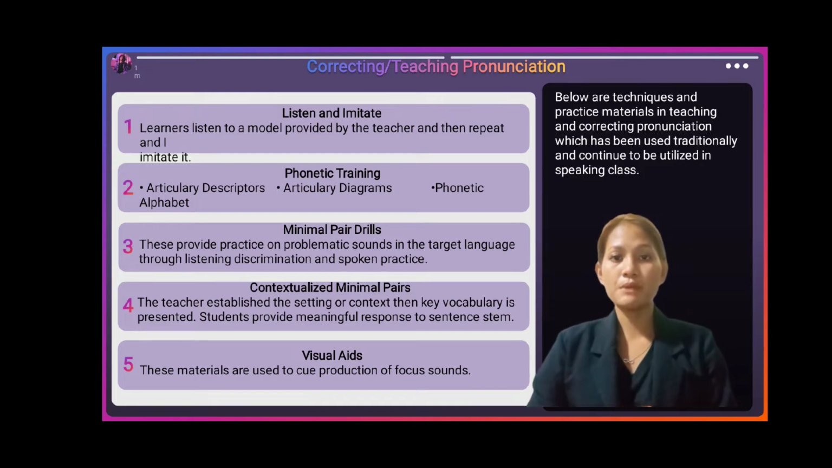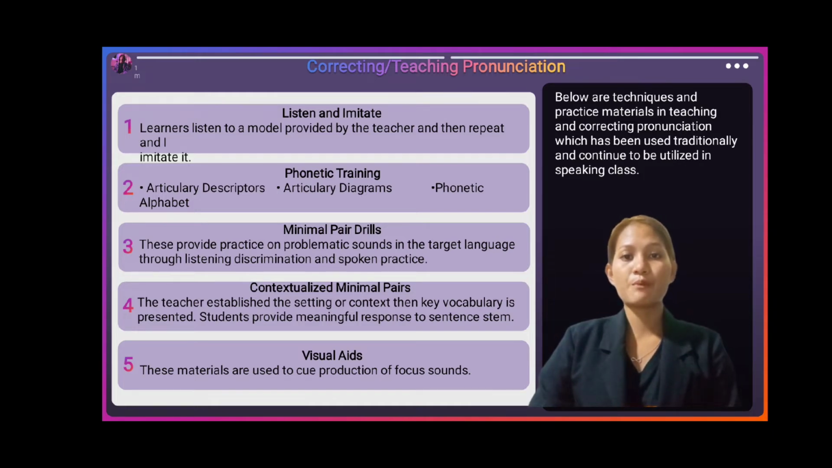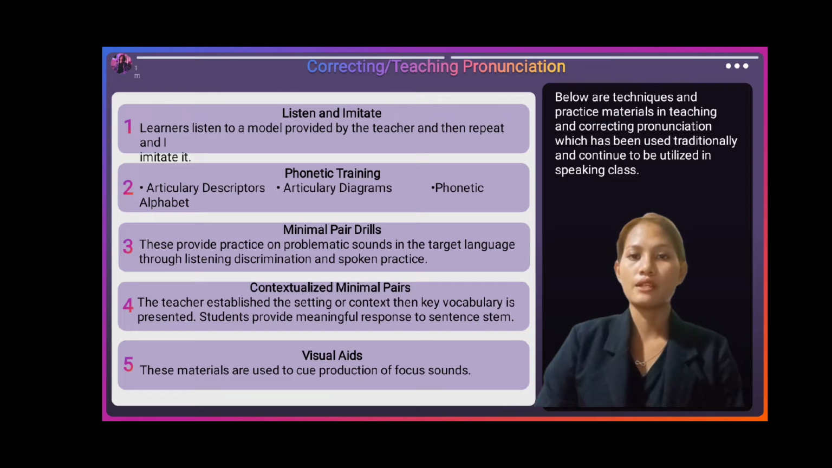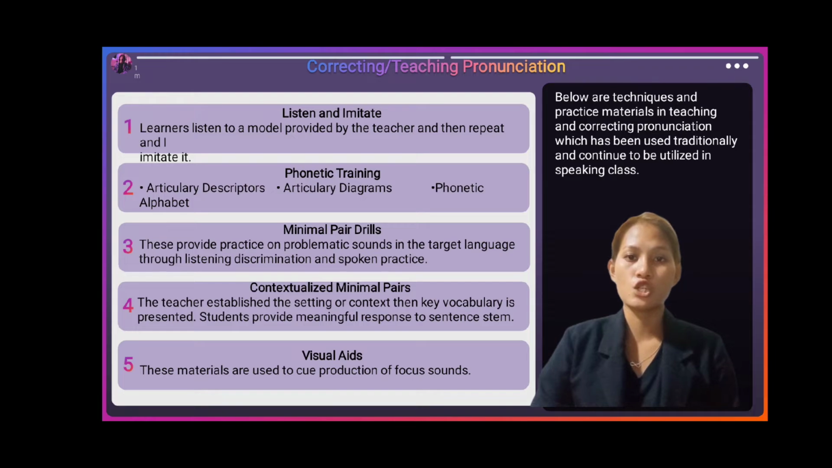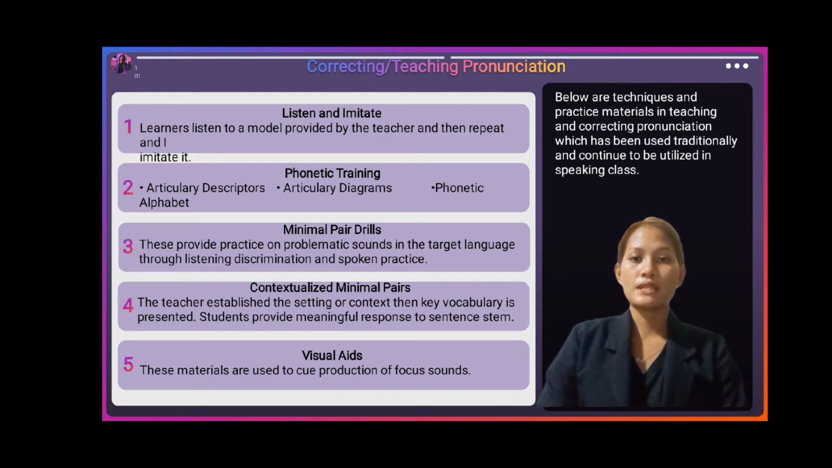Tip number 3. Minimal pair drills. These provide practice on problematic sounds in the target language through listening, discrimination, and spoken practice. Drills begin with word level, then move to sentence level. Minimal pair sentence drills consist of paired sentences such as "he slipped on the floor" and "he slept on the floor." Again, learners would be asked to distinguish which of the sentences they heard as the teacher read them aloud. Another use of minimal pair drills was in pair work.